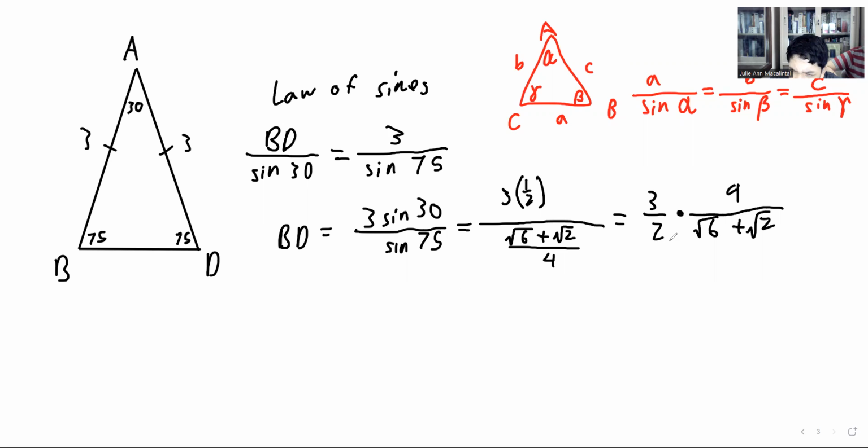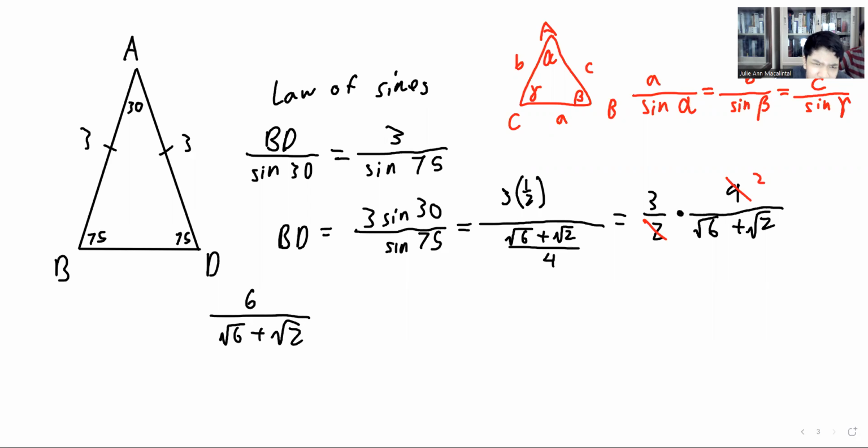We want to rationalize this. Wait, I'll just think of a better way. Oh, this will become 6. Yes, okay, I see where it's going already. We have to multiply this by a conjugate. So 6 over square root of 6 plus square root of 2.